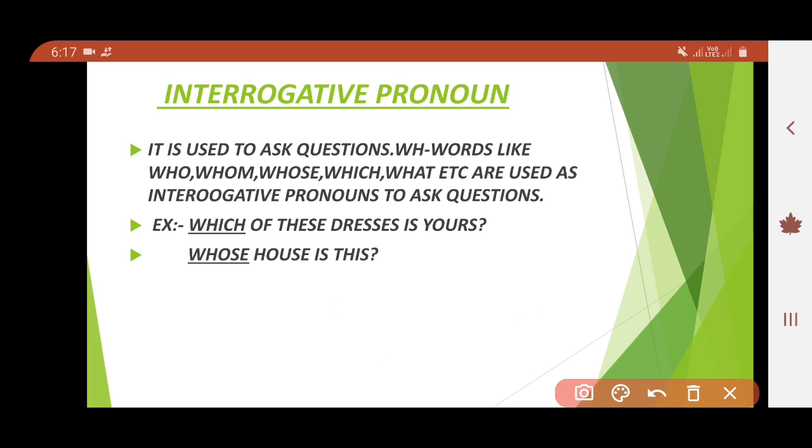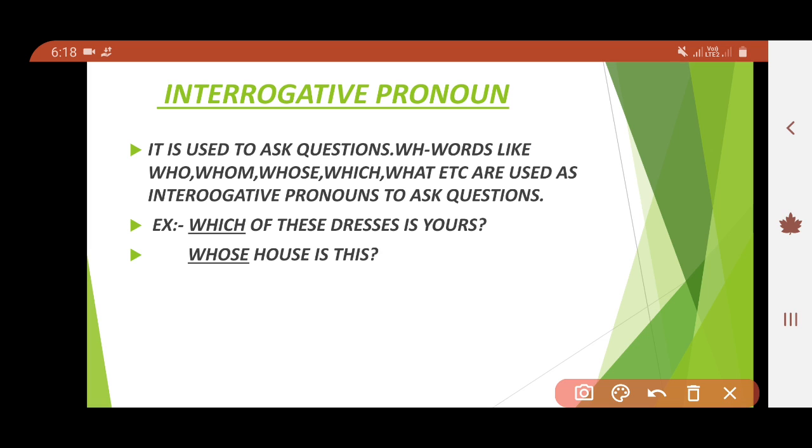Next comes whose house is this? So now here this WH word is used to ask about a house, that whose house is this? Okay, so we are using this WH word whose in the second sentence to ask a question. So I hope what is interrogative pronoun is clear to you, that it is used to ask questions with the help of WH words, that is who, whom, whose, which, what, where, etc.